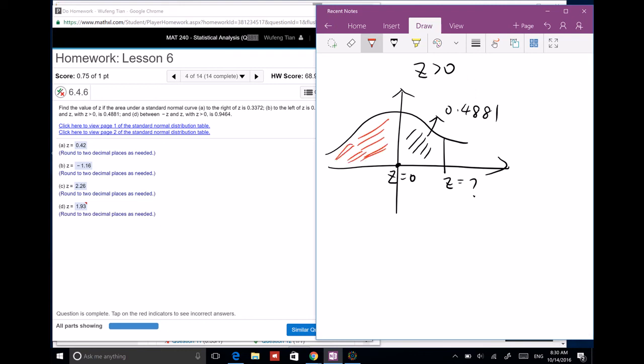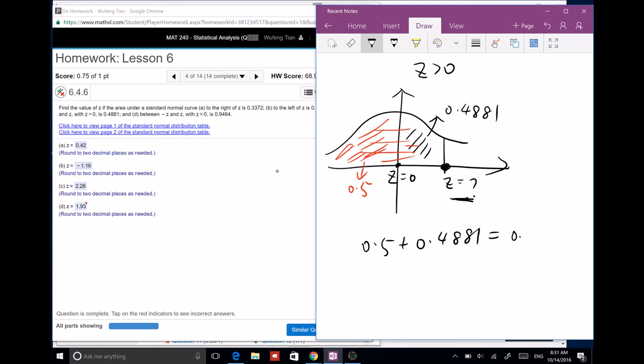Since this bell-shaped area is symmetric, the whole thing is 1.0, so the left half is 0.5, and the whole area until the point is 0.5 plus 0.4881, because the table only gives you the area from negative infinity until the z point. It does not give you just the middle one. So we're looking for this point. We add these two areas together. Although it only gives you 0.4881 from 0 to this point, you have to add the 0.5 to the left as well to find the z-score.